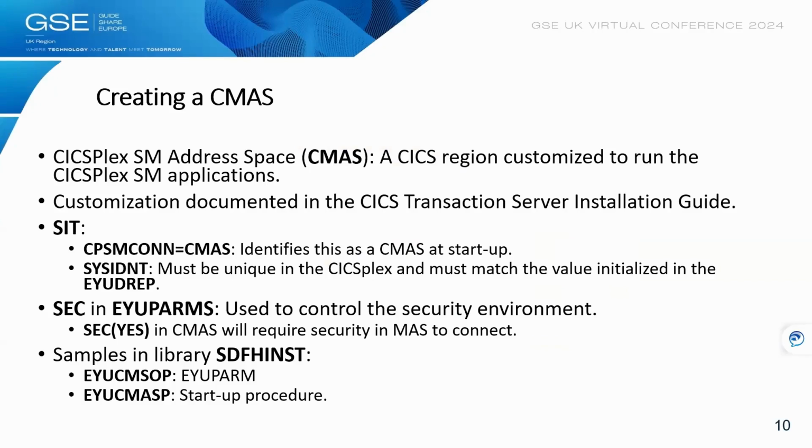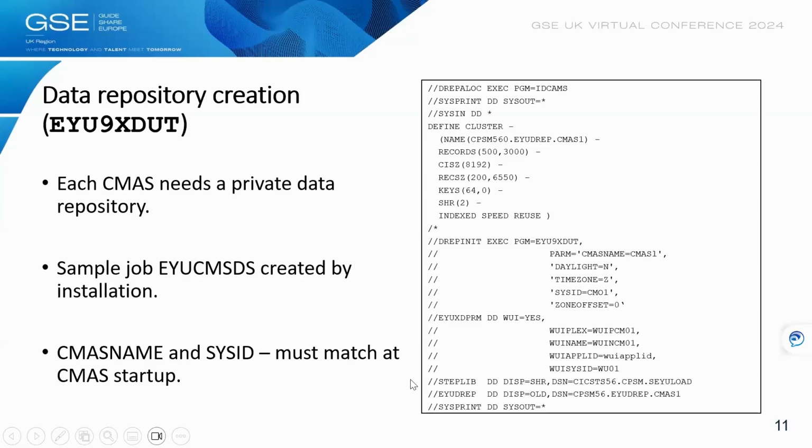So again, the CMAS is just a customized CICS region. We've already mentioned the SIT parameters, and then these are the notes. SEC yes in the CMAS will require security in the MAS to connect to it, right? So here it is, samples in the library SDFHINST, EYUCMSOP, which has the sample EYUPARM, which you saw was relatively simple anyway, and then a sample startup procedure for the CMAS itself.